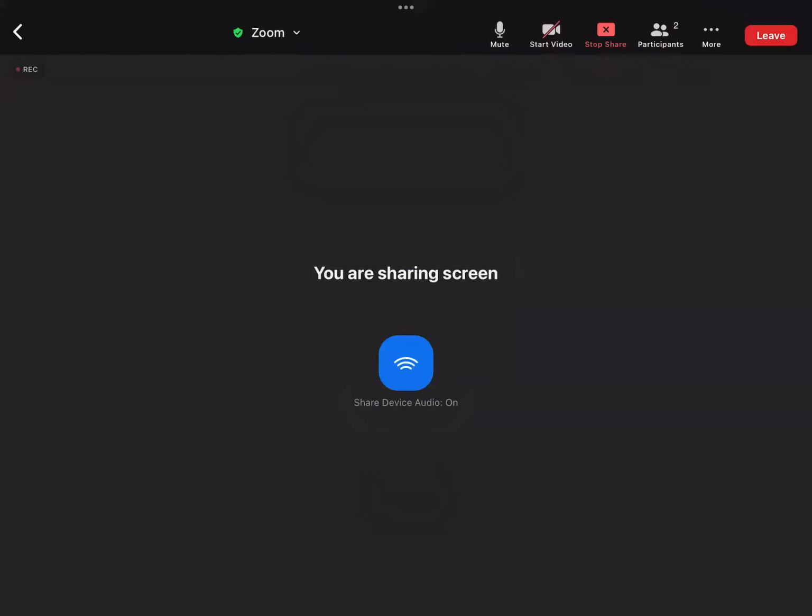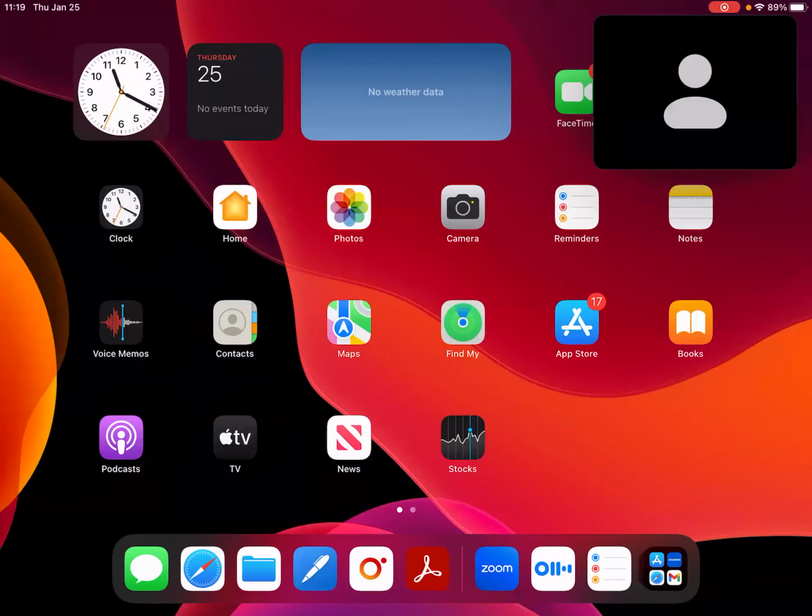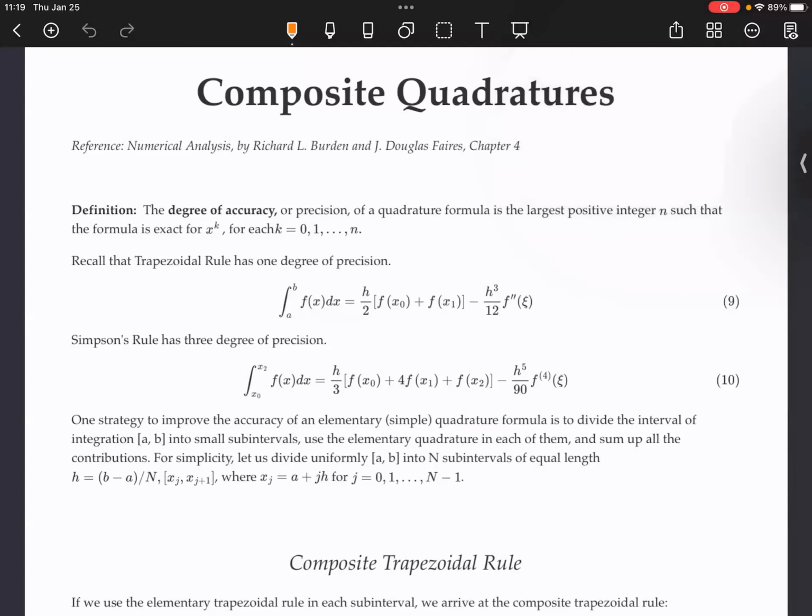So we have just learned the definition of the convergence rate, and we have another definition here, and it's about the degree of accuracy. We have already touched the basics of this concept in the last class. The degree of precision, or the degree of accuracy, means that for the quadrature formula, it is the largest positive integer n such that the formula is exact for x to the order of k, that is, the degree of the polynomial.